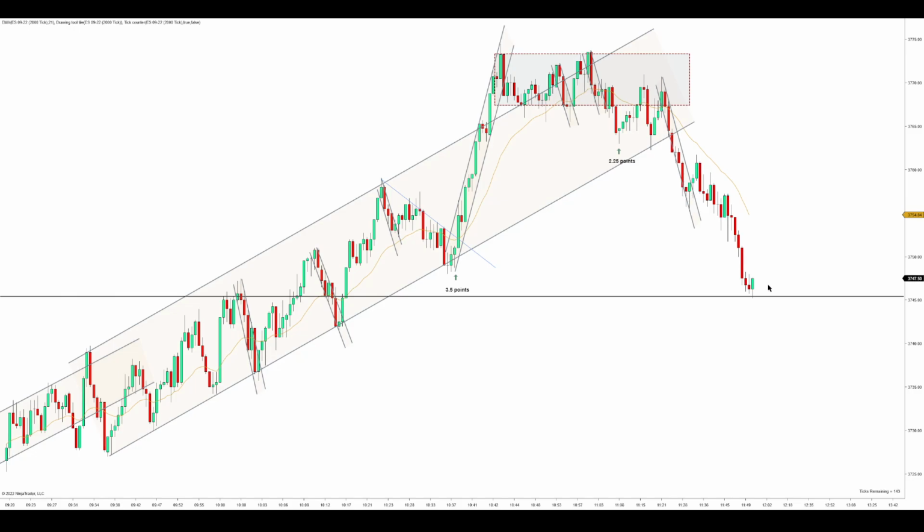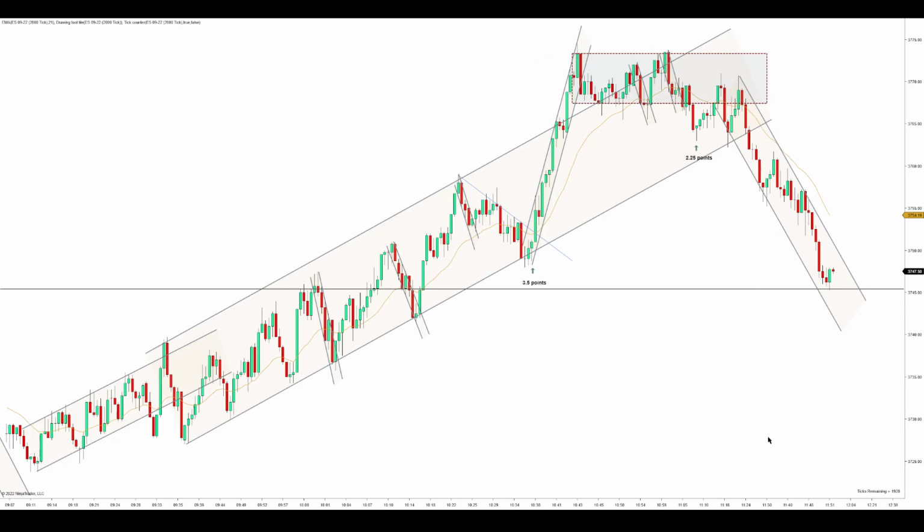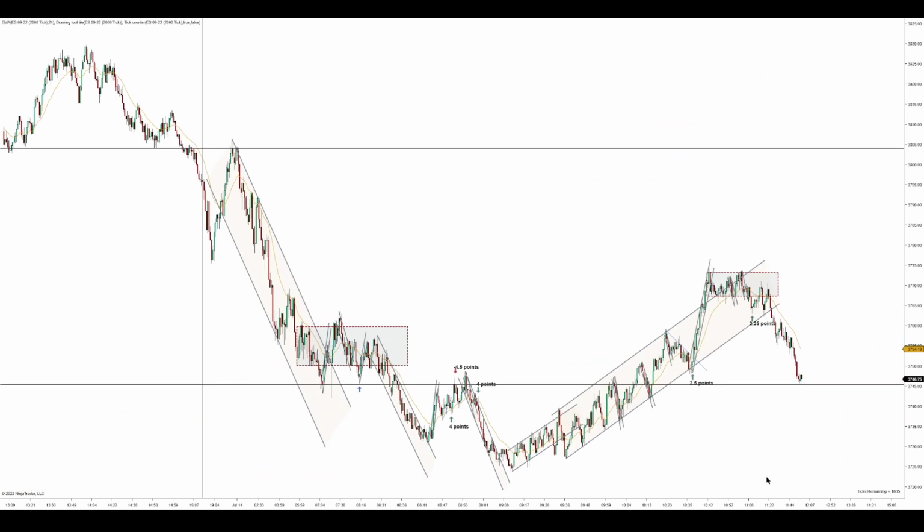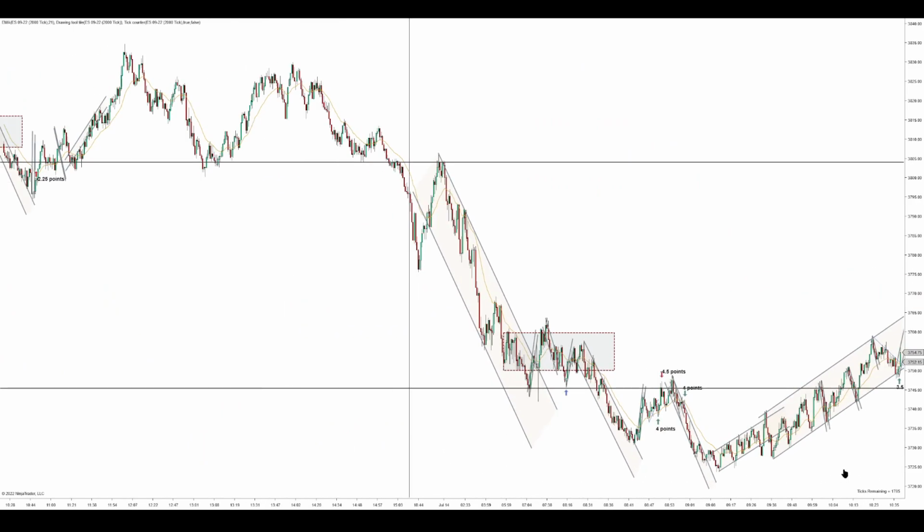We had a downtrend break, new low. Looks like a new downtrend could be forming here. But yeah, that's the whole day. So yeah, that's just what I saw today.